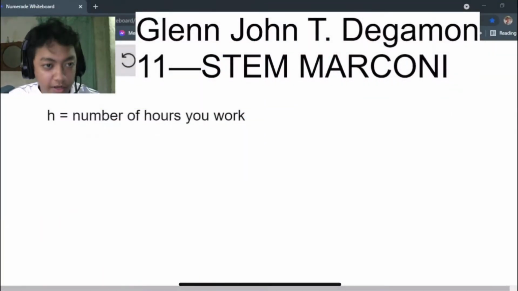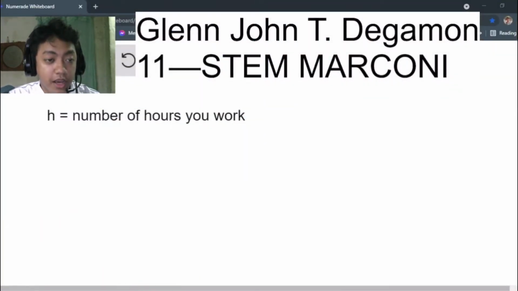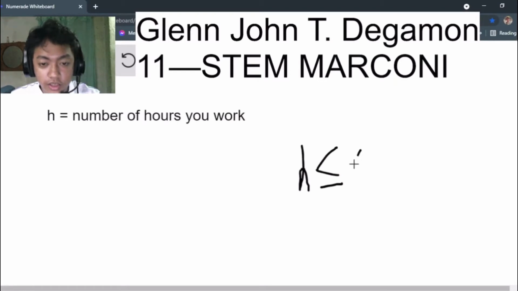I'm Degamon from 11th STEM Marconi, and I will be solving now for number 2, which asks for the piecewise function that describes the weekly pay in terms of the number of hours you work. For our first condition, if you work for 40 hours a week at most, that should be 40 is greater than or equal to H.